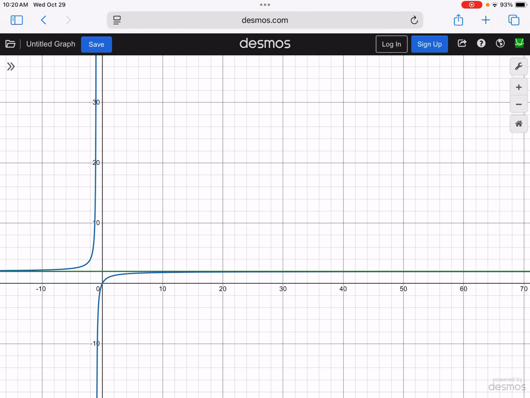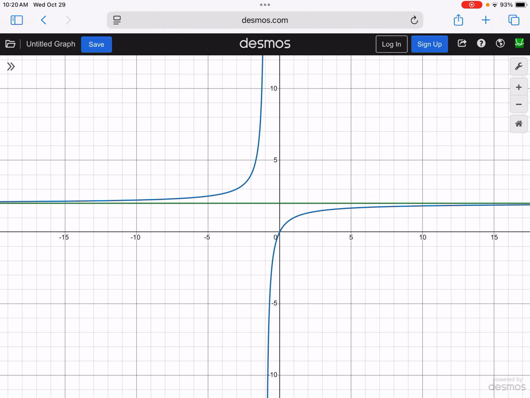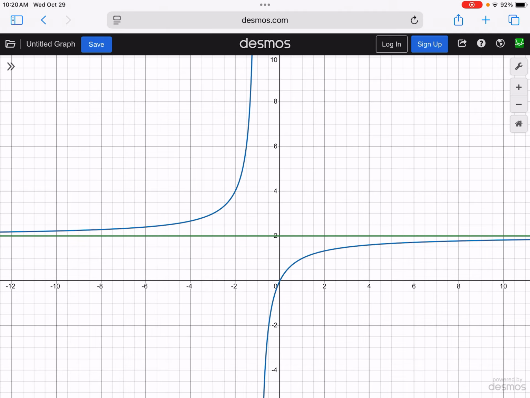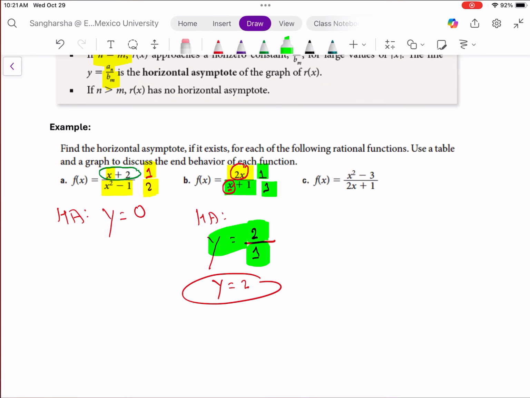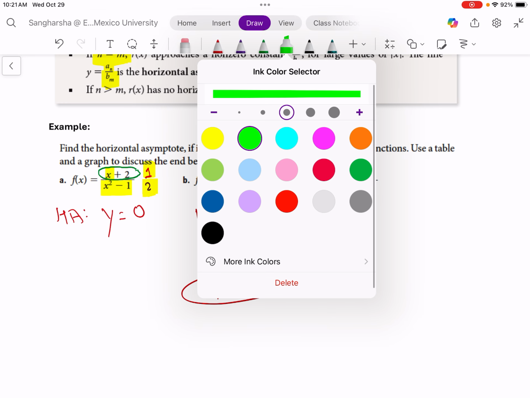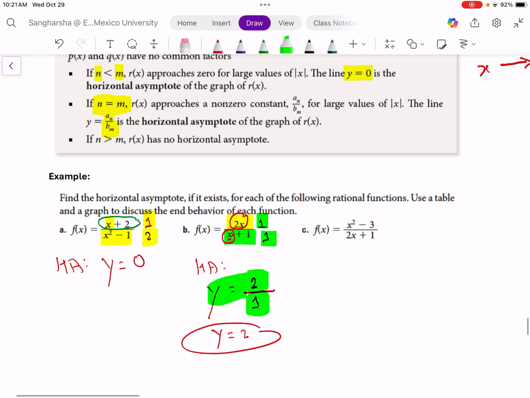So this y equals 2 is our horizontal asymptote for this function. Okay, now let's go to the next one. The third case is, if our degree of numerator is greater than degree of denominator, then there is no horizontal asymptote. So for the horizontal asymptote we have 3 cases.